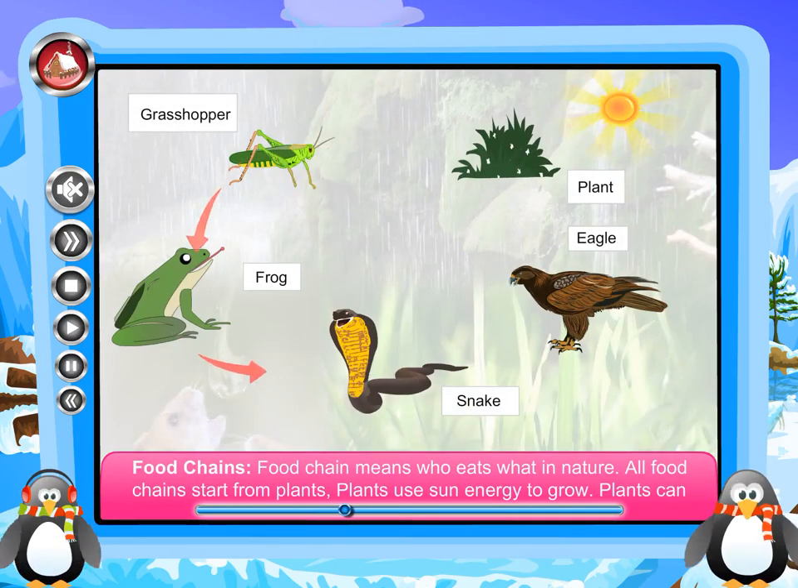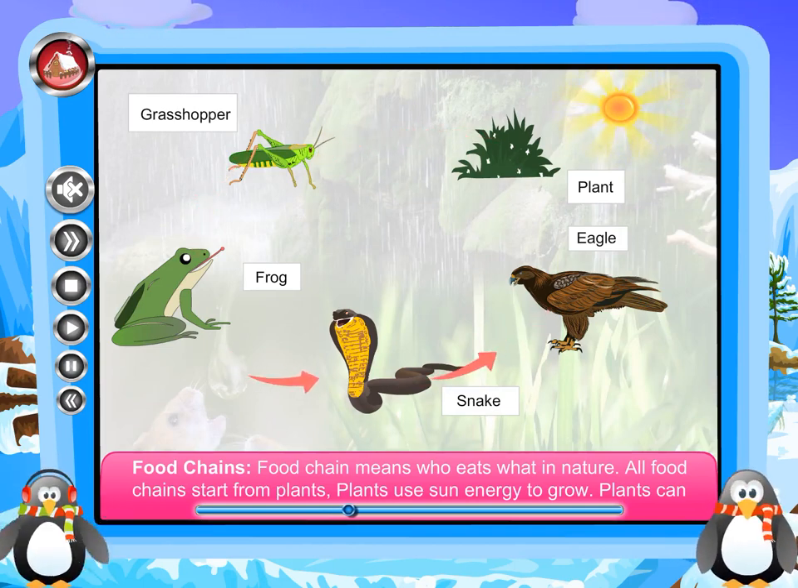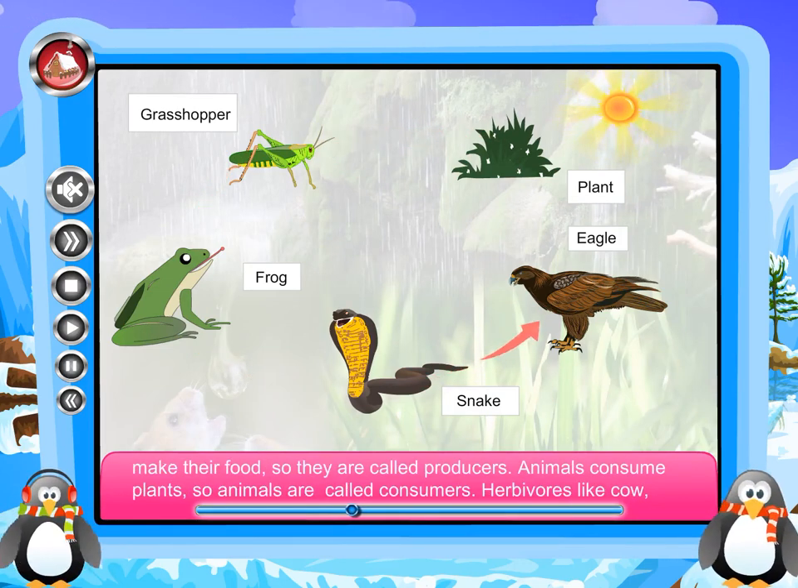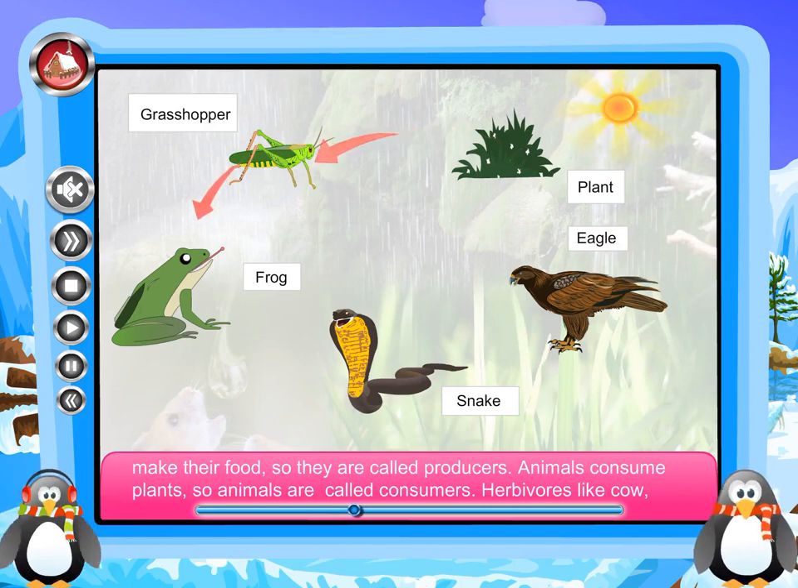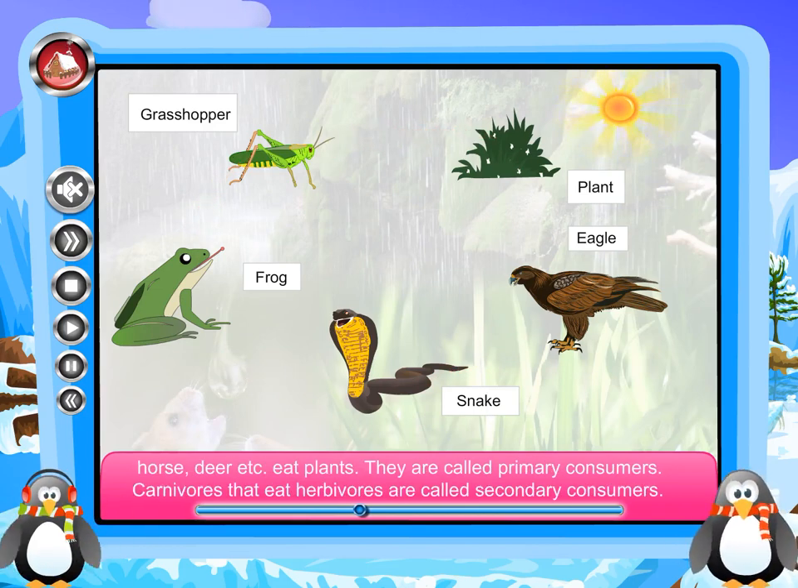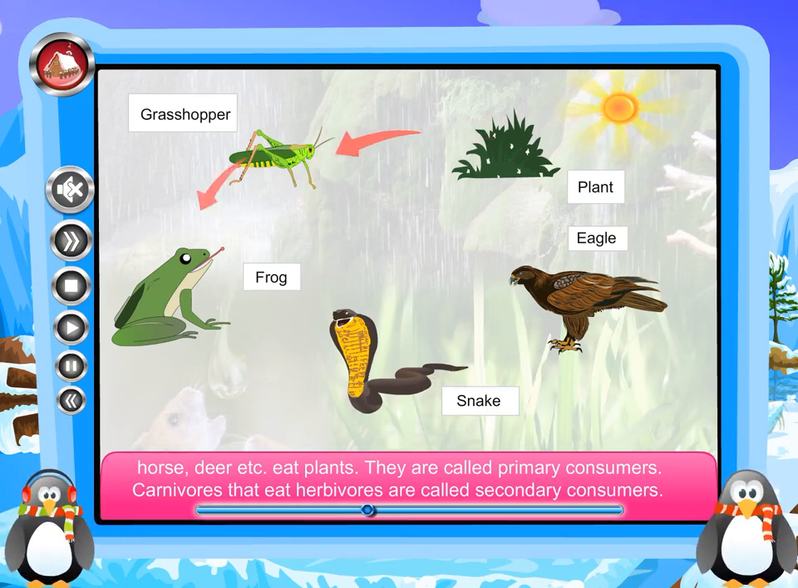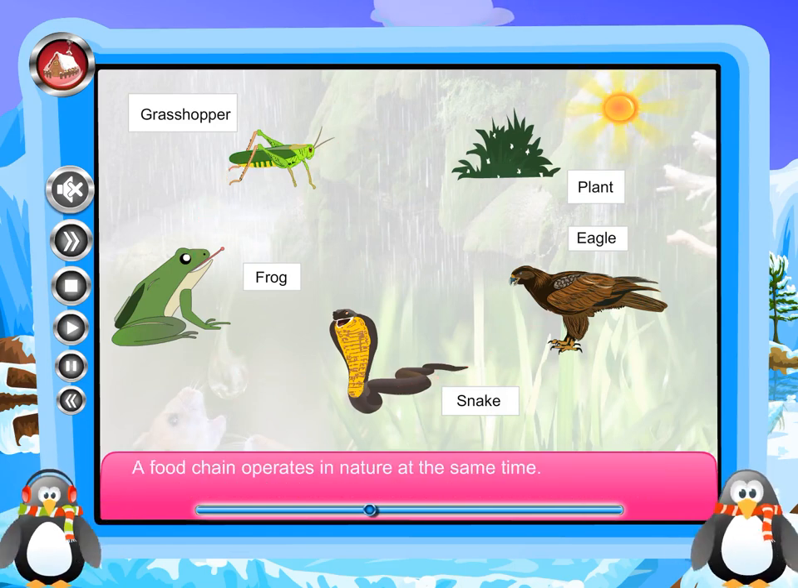Food chains. Food chain means who eats what in nature. All food chains start from plants. Plants use sun energy to grow. Plants can make their food, so they are called producers. Animals consume plants, so animals are called consumers. Herbivores like cow, horse, deer, etc. eat plants. They are called primary consumers. Carnivores that eat herbivores are called secondary consumers. A food chain operates in nature at the same time.